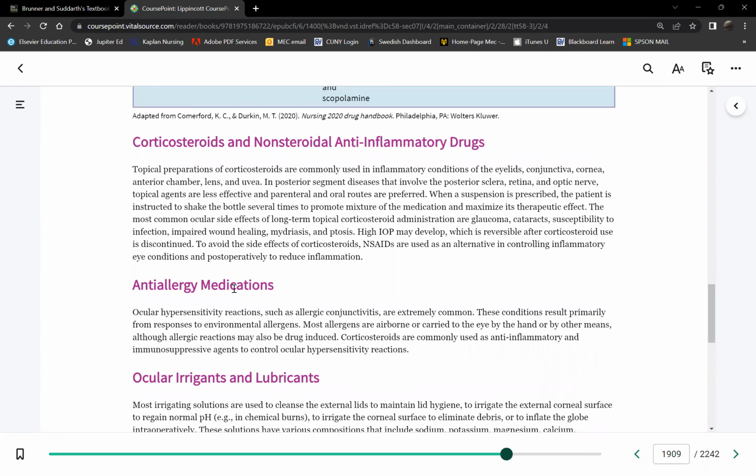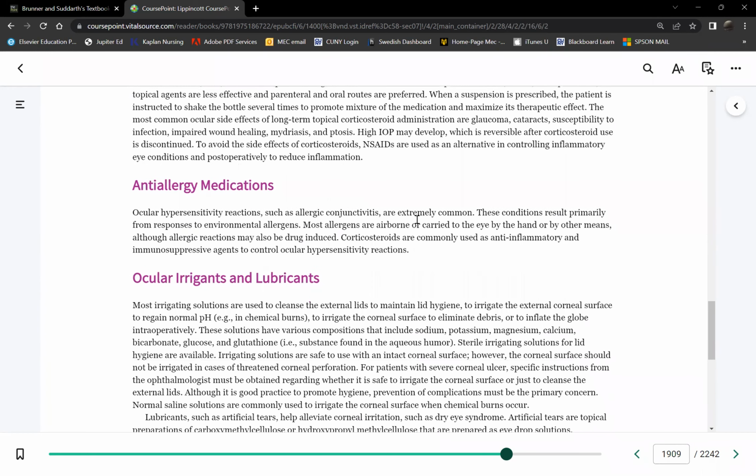What are other medications we give? We give steroids. You know about pink eye, right? With pink eye, we do anti-inflammatories, or let's say after surgery, for instance, patients are also prescribed steroid eye drops in order to reduce the swelling and the redness.